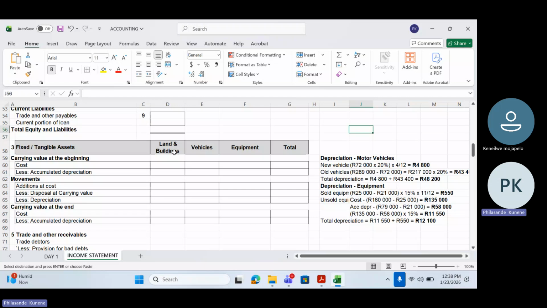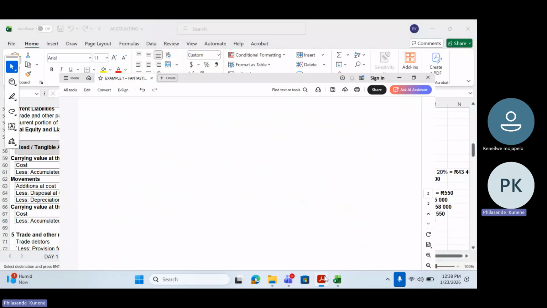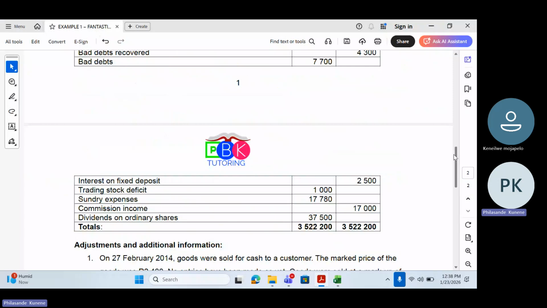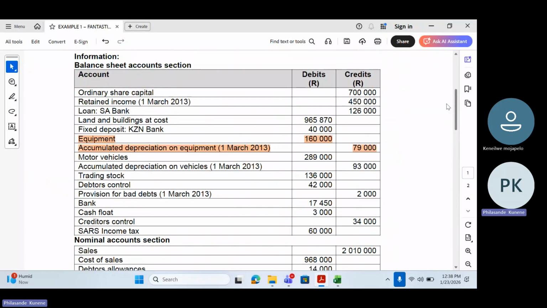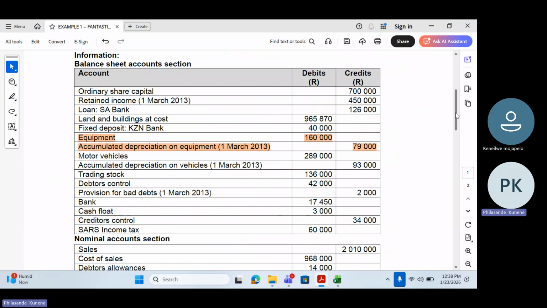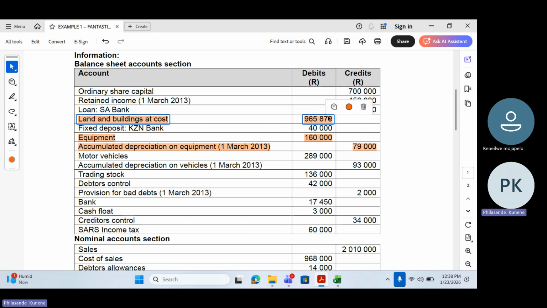What are we going to start with? Starting with the land, yeah? Let's start with the land and buildings. Do we calculate depreciation on the land and buildings? There was no transaction that spoke about land and buildings, yeah? Okay, so how much we have is the cost. And in buildings, we have 965,870.